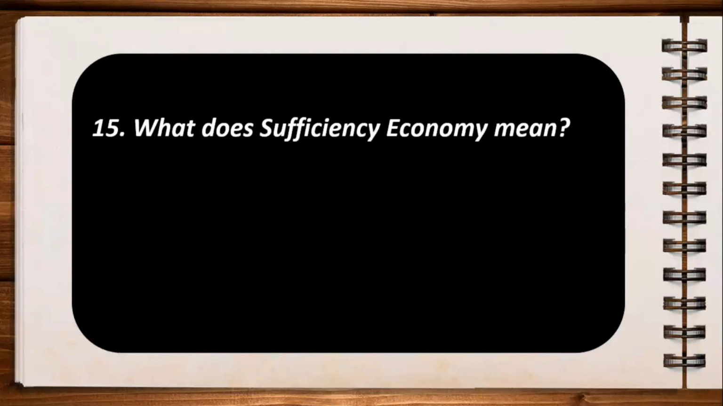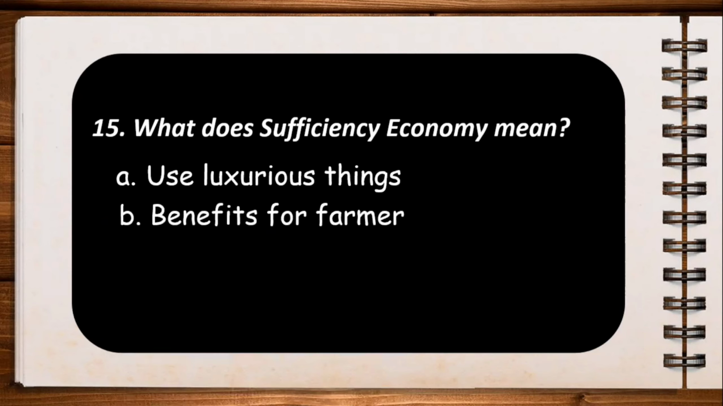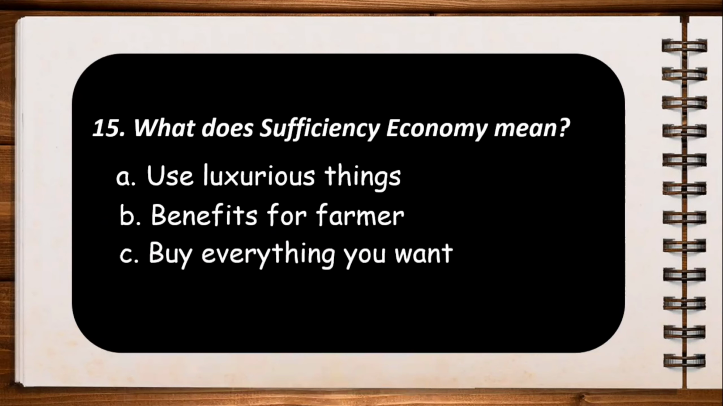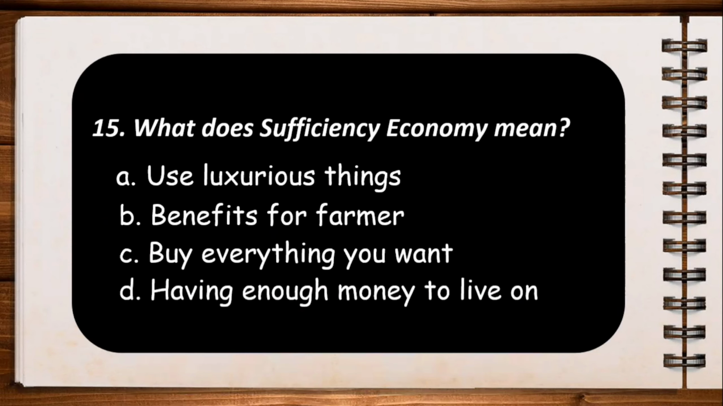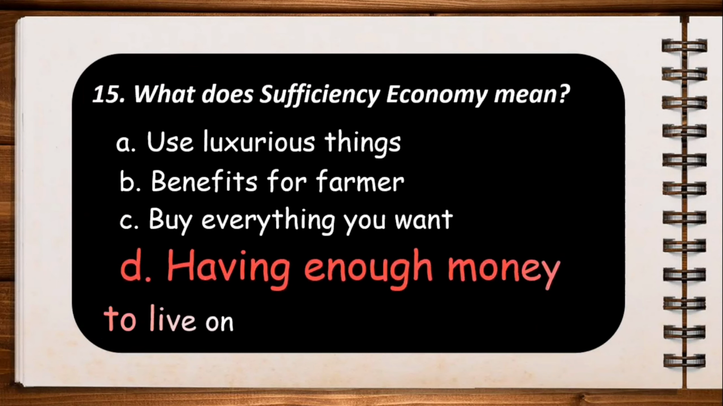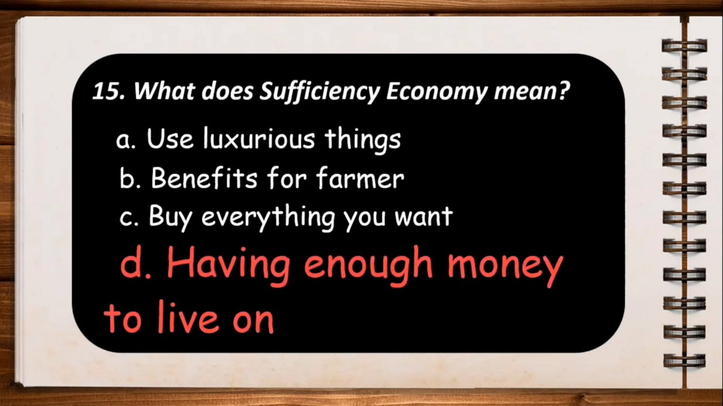Number 15. What does sufficiency economy mean? A, use luxurious things. B, benefits for farmers. Letter C, buy everything you want. Or D, having enough money to live on. Very easy. The answer is letter D, having enough money to live on.